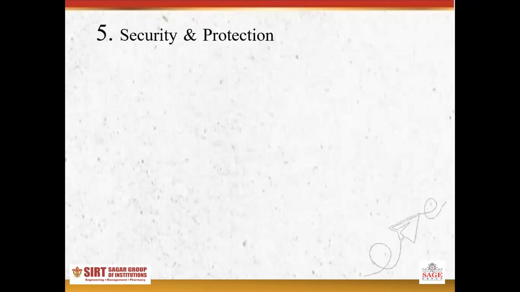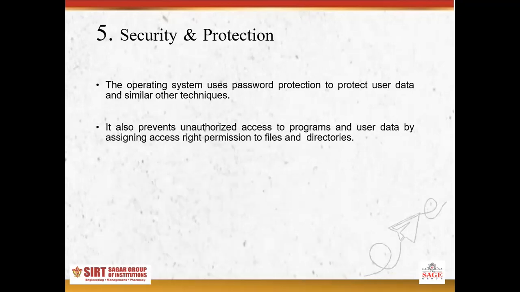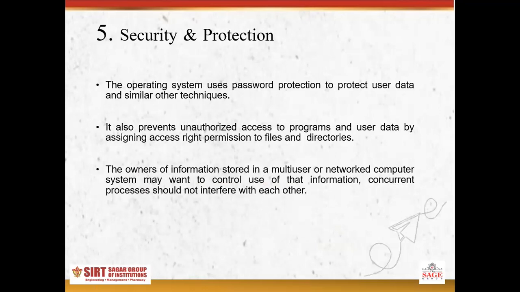Fifth one, security and protection. What does the OS do in security and protection? The operating system uses password protection to protect user data, and similar other techniques. It also prevents unauthorized access to a program and user data by assigning access right permissions to the files and directories. The owner of information stored in a multi-user or network computer system may want to control use of the information. Concurrent processes should not interfere with each other.